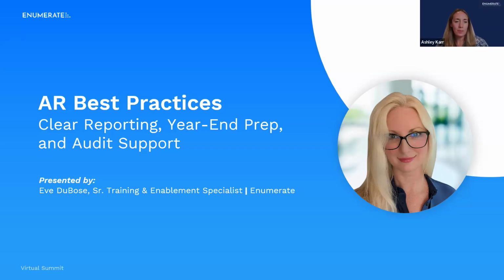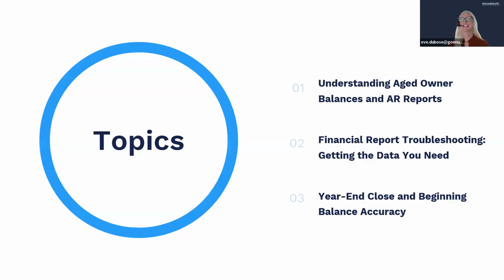Thanks, Eve. All right, so our topics today are understanding aged owner balances and AR reports. I understand that some of you may already have this information. We're just going to go over some things that are misunderstood and talk about the reconciliation with that. We're going to talk about financial report troubleshooting and getting the data you need, as well as year-end close and beginning balance accuracy.